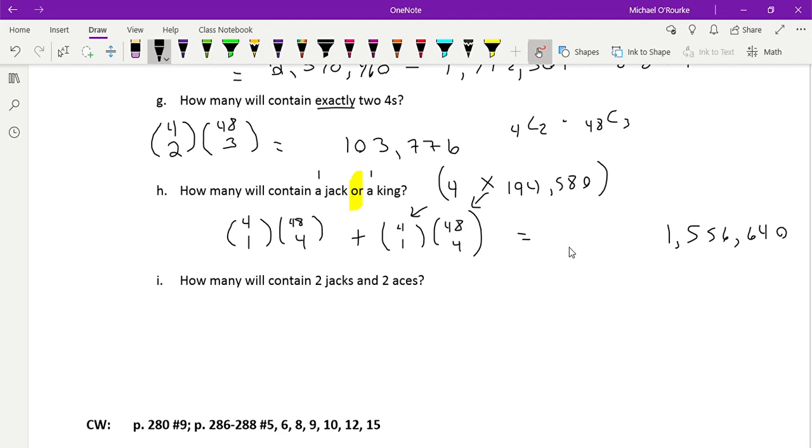Last one. I need a hand that contains 2 jacks and 2 aces. So I'm going to have 3 sets of brackets. I need 2 jacks and 2 aces. 4 and 2. Yep. Then it would be another 4 and 2. Good. And then would it be 48? Not 48. 46. 44. Just 8. 52 minus 8. Yep.